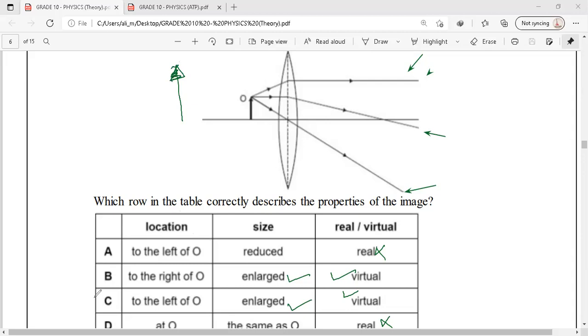So the correct option is option C, that the image will be formed at the left of the object, and it will be a virtual and enlarged image.